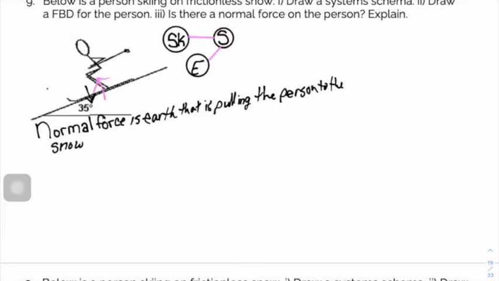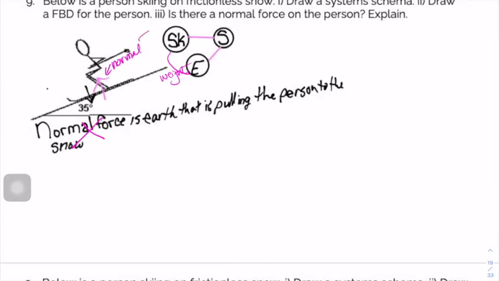System schema. I'm assuming the K means skier, and so the skier has to be attracted to the earth by weight or force due to gravity. So we're missing that one. So normal force is earth that is pulling the person to the snow. Nope. Normal force is never a pull, always a push, and it's because 2 things are in contact.